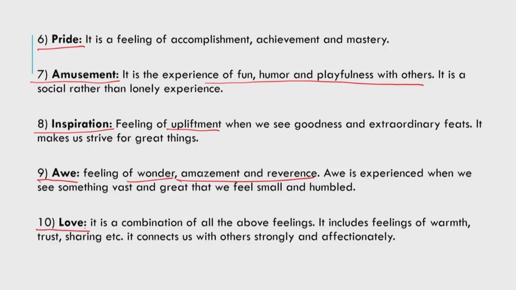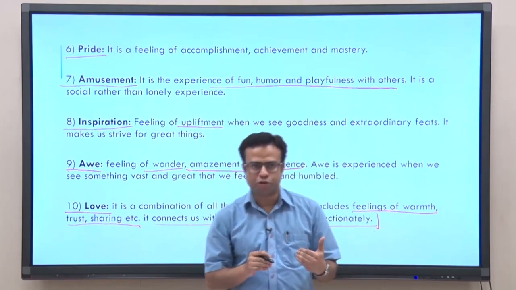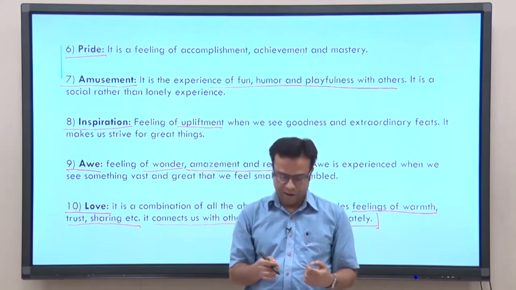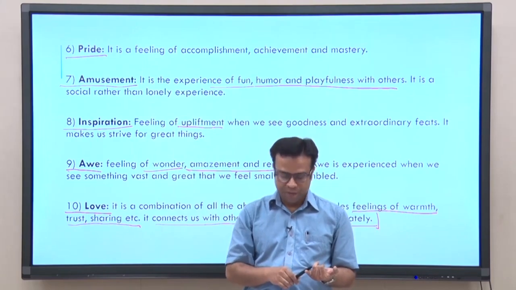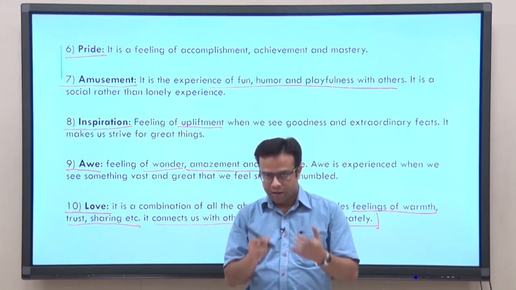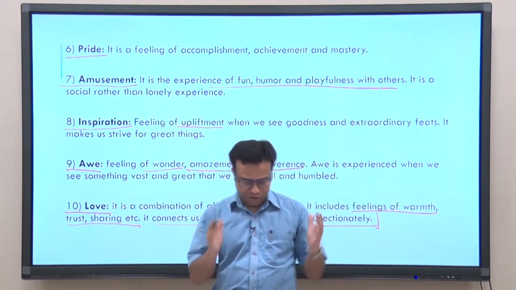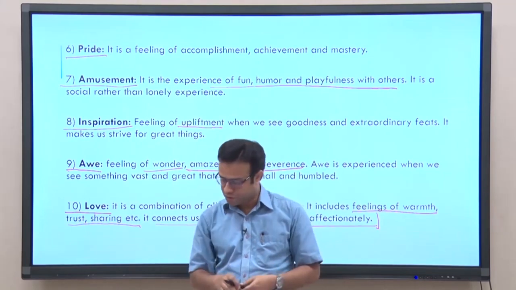And the last one is love. Love is very complex, and according to Fredrickson, it has all the elements of other positive emotions. Generally it includes feelings of warmth, trust, and sharing. It helps us connect with others strongly and affectionately. It is considered here as an emotion, but obviously it may have many other things to it. It may include all the positive emotions that we have discussed: a sense of awe, inspiration, amusement, joy, etc. It helps us connect with other people strongly and affectionately. So it's a complex emotion and may include many other emotions.